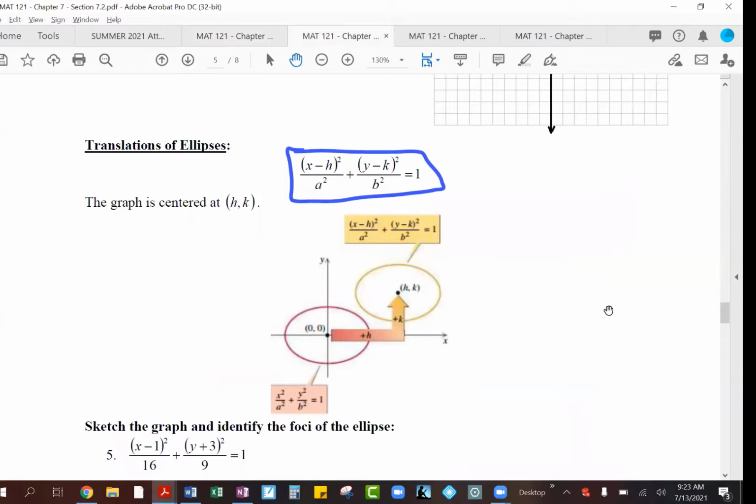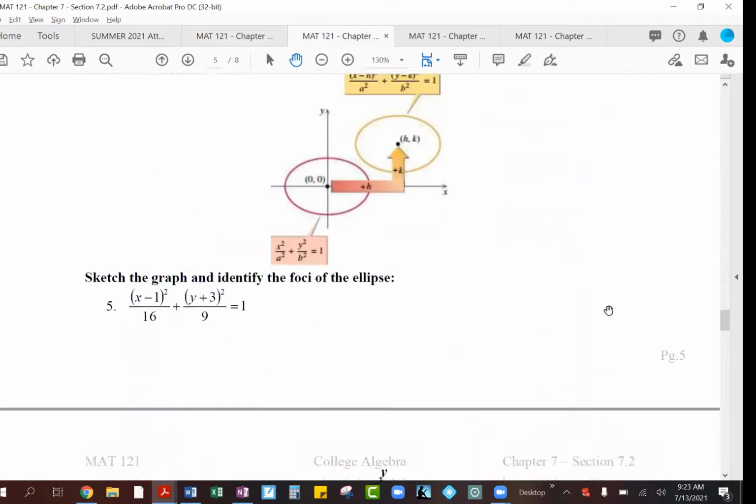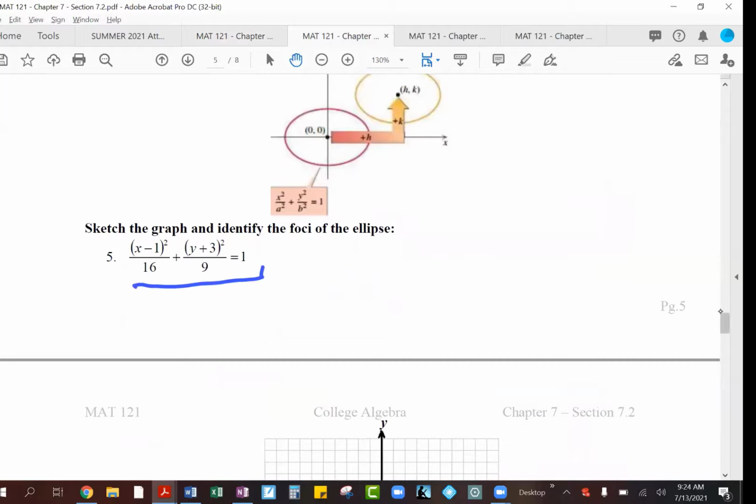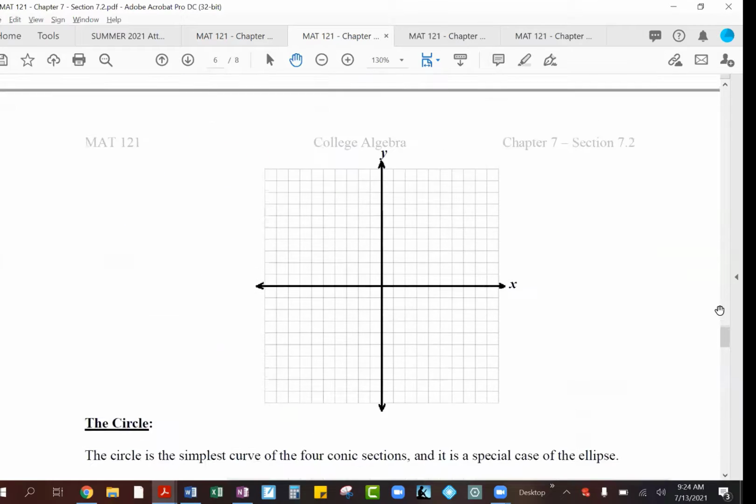But, of course, that's a parabola. This is an ellipse. So when your center is not at (0, 0), this is kind of what your equation would look like. But it's still going to be the same idea. Since the larger denominator is under the x value, this will still be a horizontal major axis.